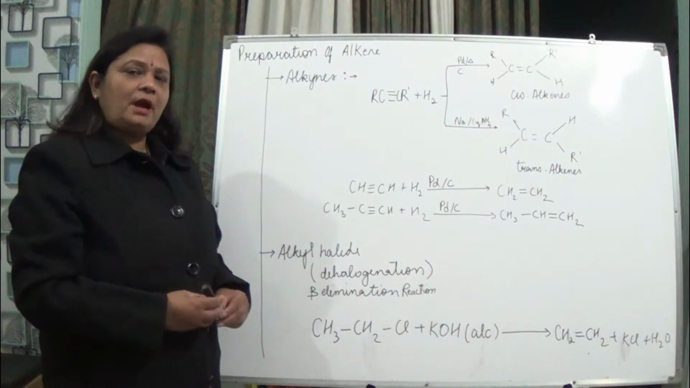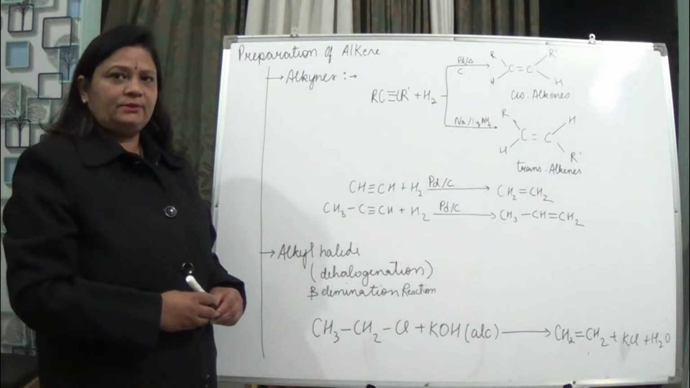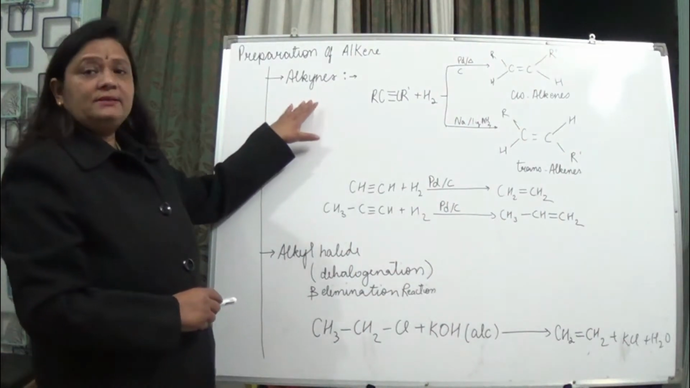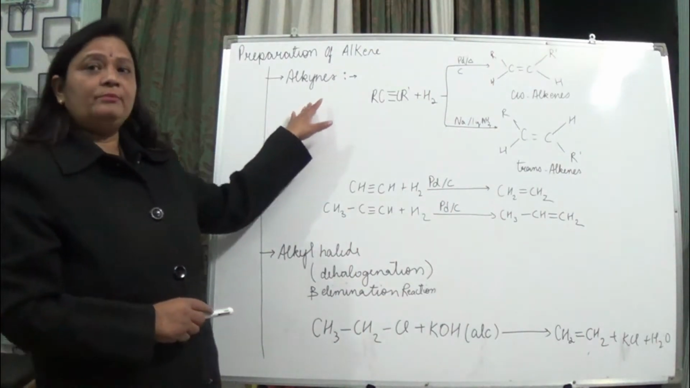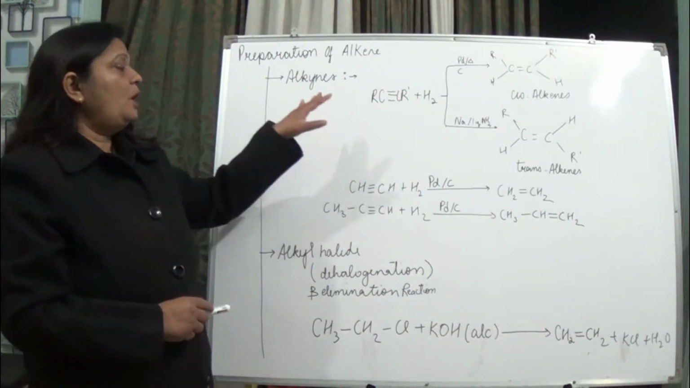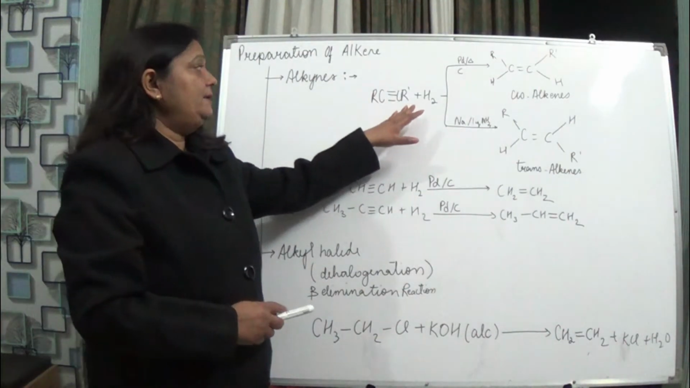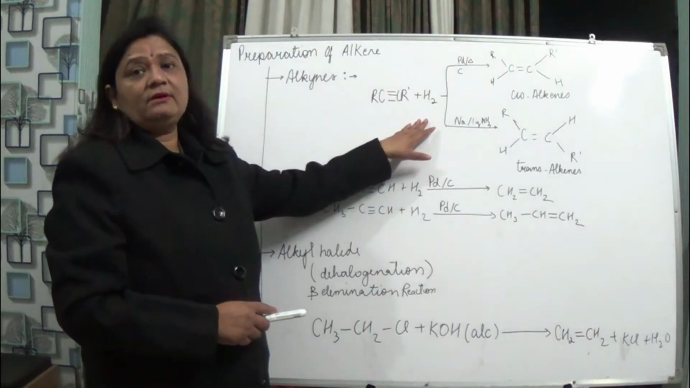So first, coming to the preparation of alkenes. They can be prepared from alkynes. Alkynes have a triple bond, so naturally we can prepare the double bond, isn't it? So how can we prepare them from these alkynes? We can take any alkyne, and we will be reducing it with hydrogen.